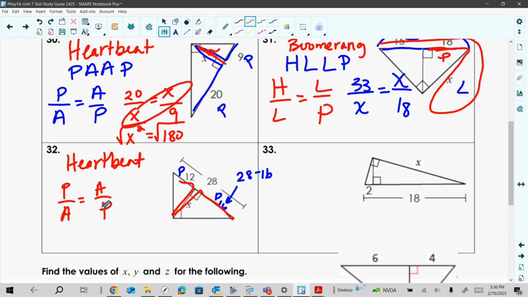And here, 33 is boomerang, but we're going this direction. So you do need that missing part here, which again is also 16.